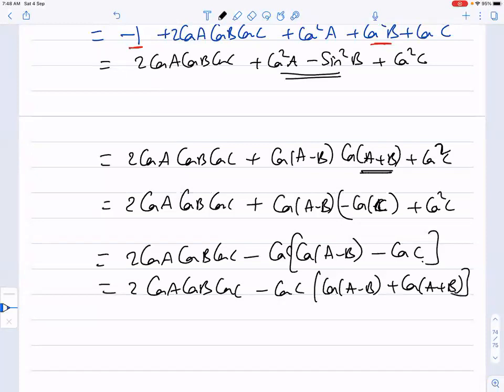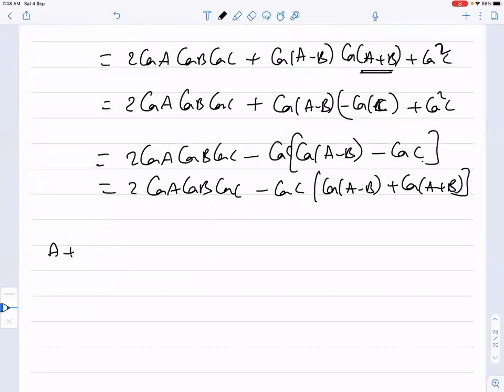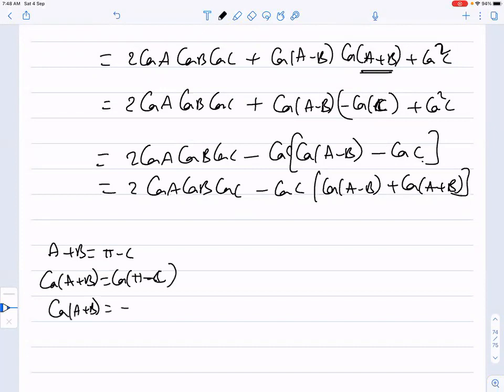Correct? Now, how am I getting this? We know a plus b is 180 minus c. Cos of a plus b is cos of 180 minus c, that is cos of a plus b is minus cos c. So I'm replacing at two places. One here, cos of a plus b I replace with minus cos c. Another time here, minus cos c I'm replacing with cos of a plus b.